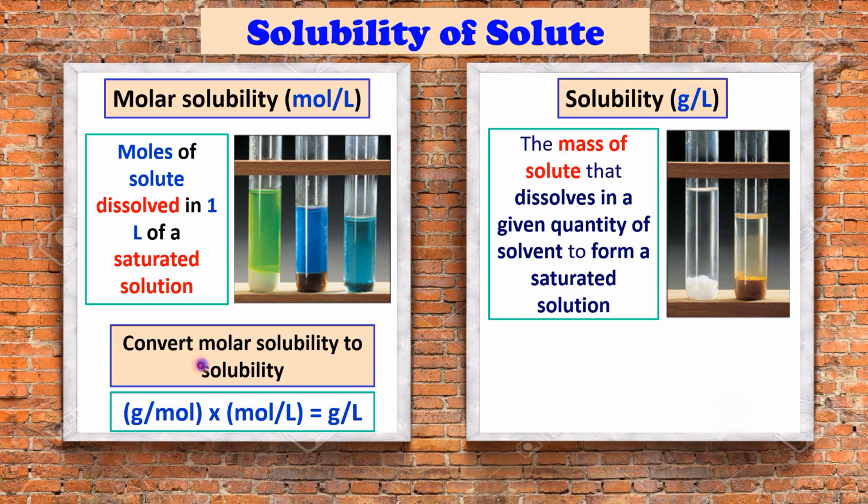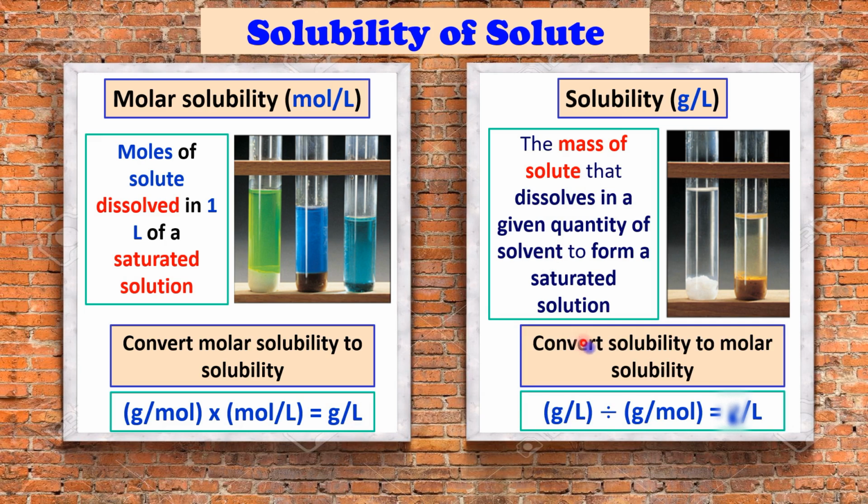Alright, so how to convert from molar solubility to solubility, which means from mole per liter to gram per liter? Very simple: molar mass times concentration or molarity. Then we get gram per liter, which is the unit of solubility. As for the conversion from solubility to molar solubility, which means we want to convert from gram per liter into mole per liter, we have density divided by molar mass. So we'll get mole per liter.